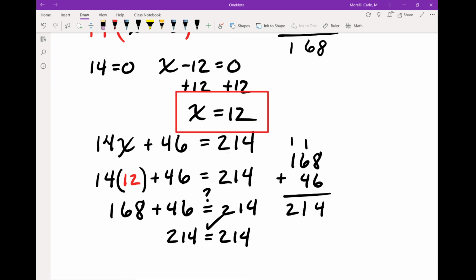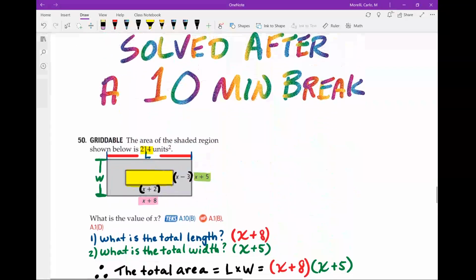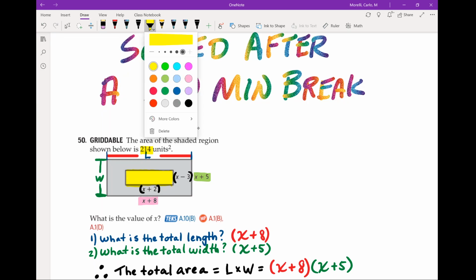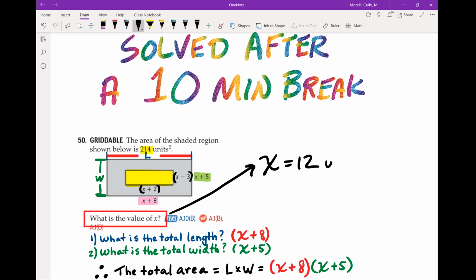Remember the question was, what is x? What is the value of x? Okay. X equals 12. Right here's the question down here. What is the value of x? X equals 12 units.